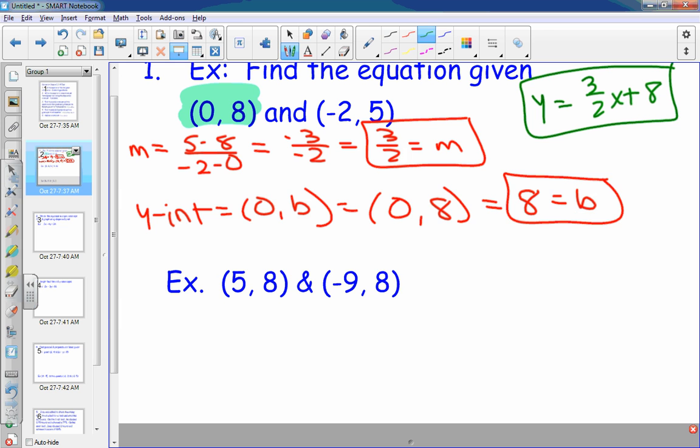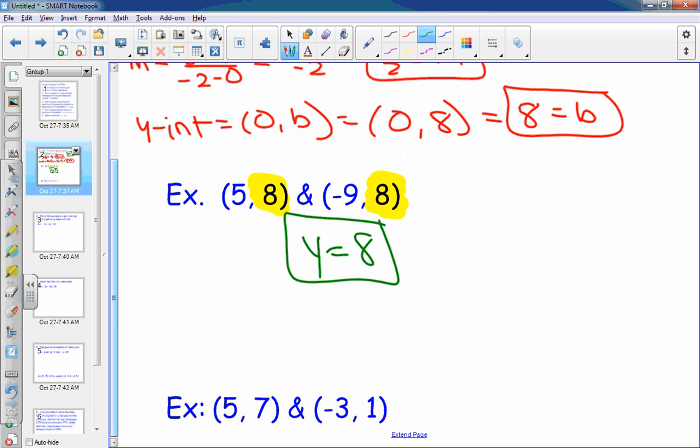Not the y-intercept, but what? The y values in each one of these equations are both what? 8. So you tell me, do I have to do any work here? No. What's the equation of the line? Y equals 8. I'm done. No work required. If you're working smarter rather than harder here, you should recognize that.